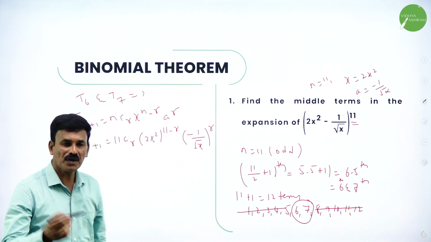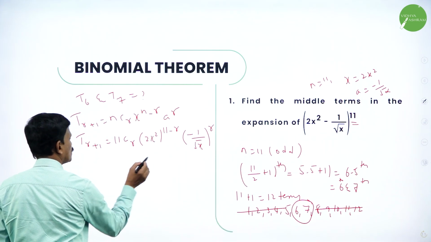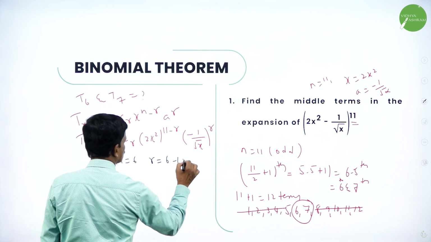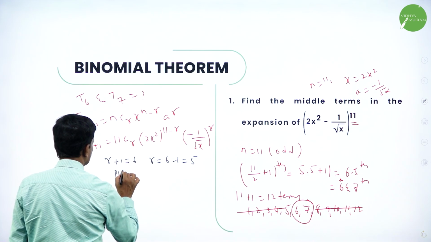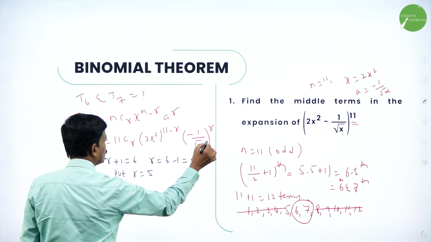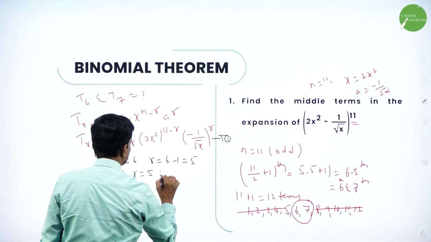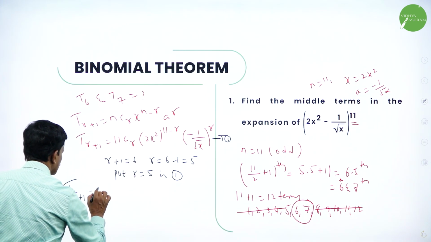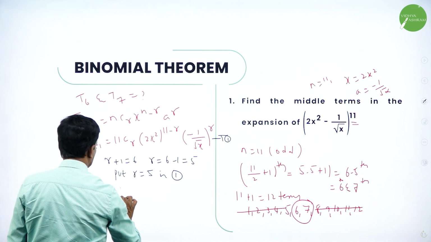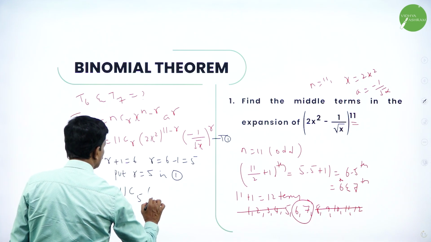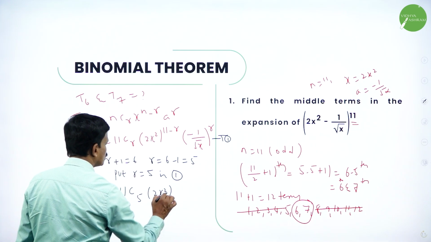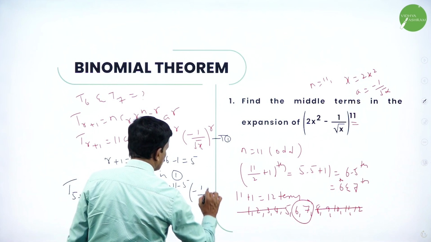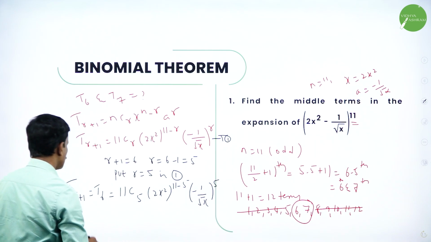Now, just to find the 6th term. What is the 6th term? r + 1 is equal to 6 means r is equal to 6 minus 1, that is 5. Put r is equal to 5 in equation number 1. So what you will get? T(5+1), that is T6 is equal to 11C5 (2x square) whole to the power of (11 - 5) into (-1/root x) to the power of 5. So what is this equal to?